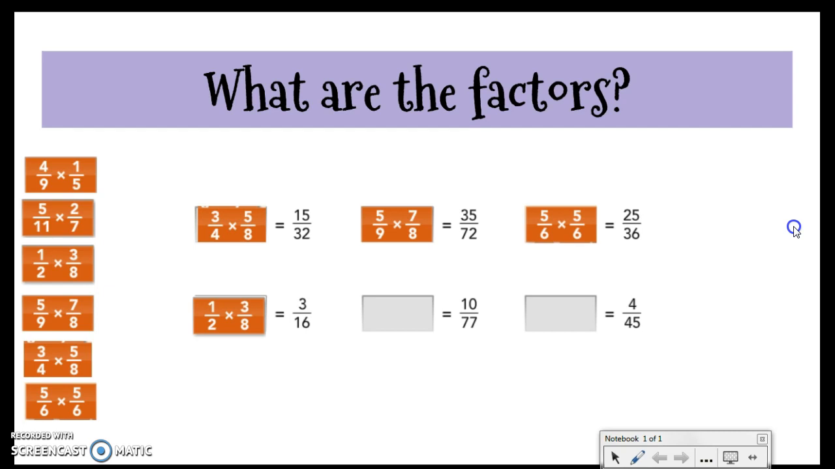Alright. The next one is 10 over 77. Again, let's see if you can find it faster. Factors of 10 and factors of 77. 3, 2. Good. The next one is 4 over 45. Well, that's the last one. So that is going to be 4 over 9 times 1/5.